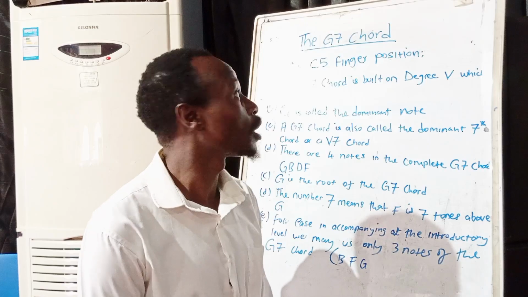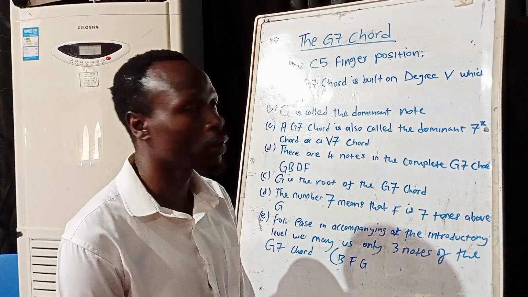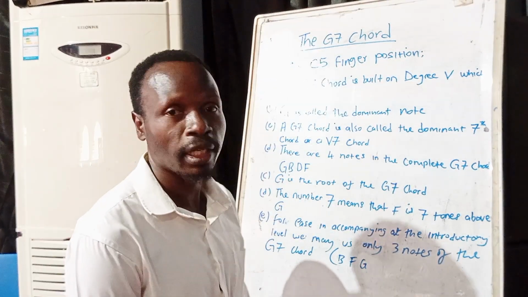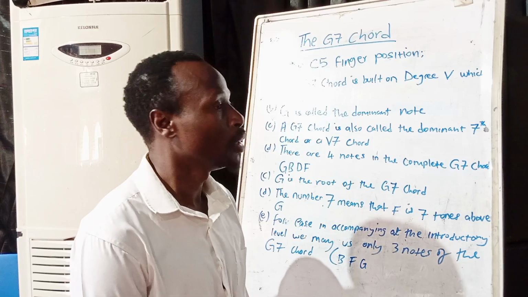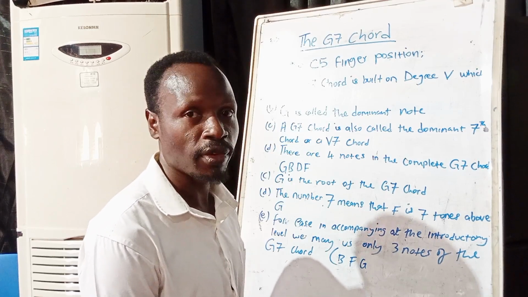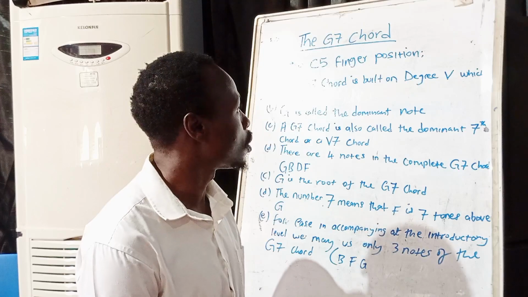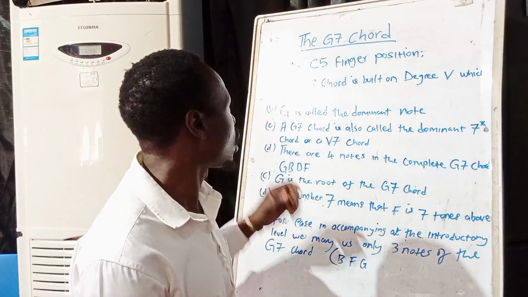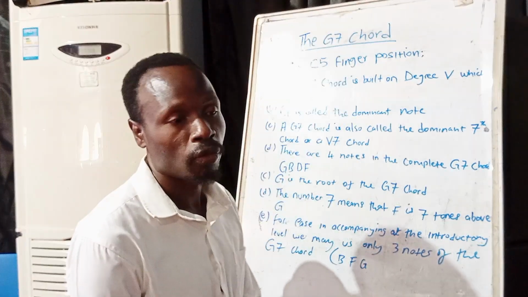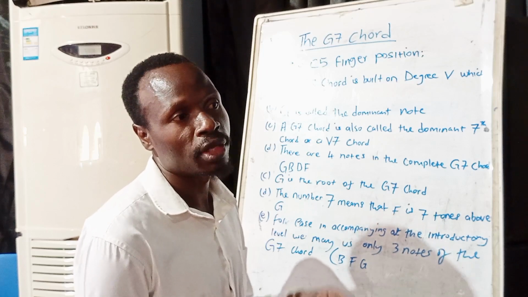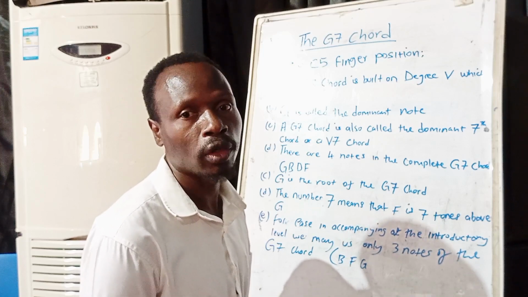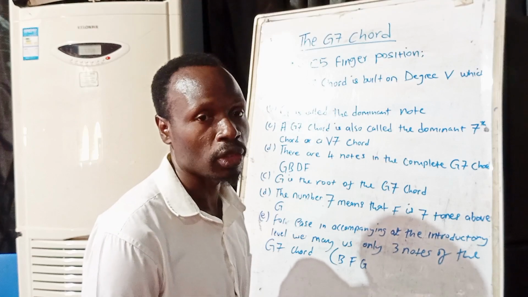Today we are going to talk about the G7 chord. We are done with the C chord. Now we are looking at the G7 chord. Remember, G is a fifth above C, so we are going to talk about that: which notes form the G7 chord, and how do we voice the G7 chord simply to accompany a song.